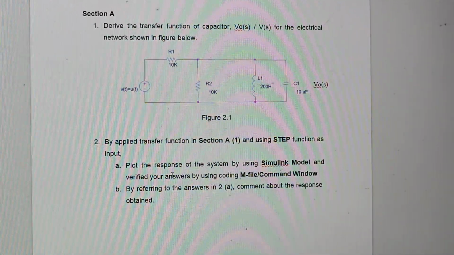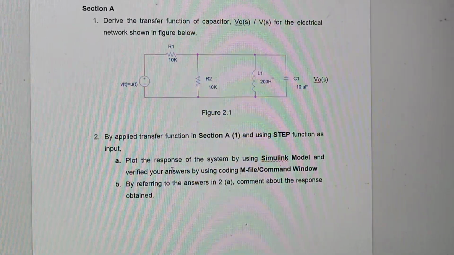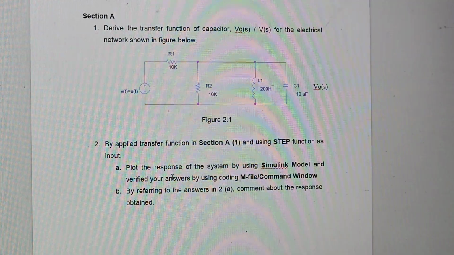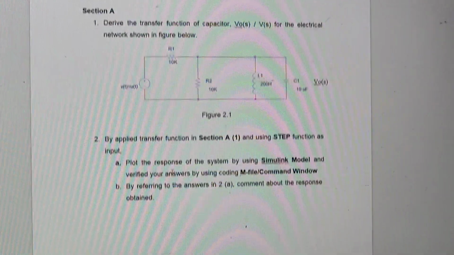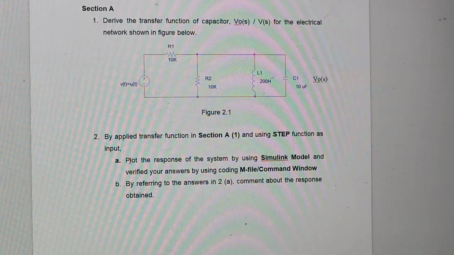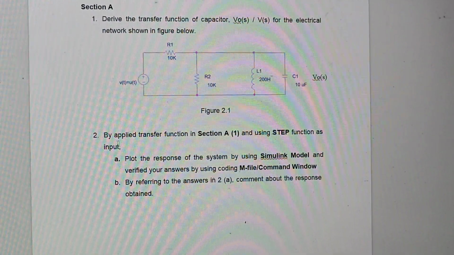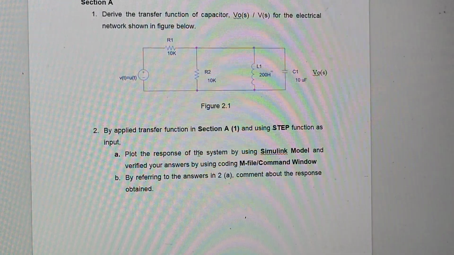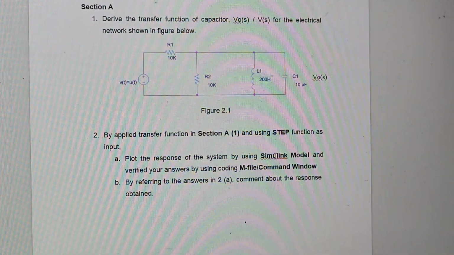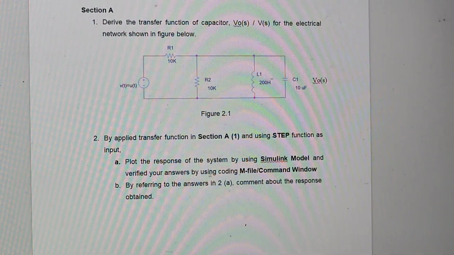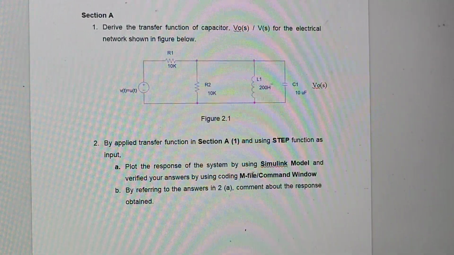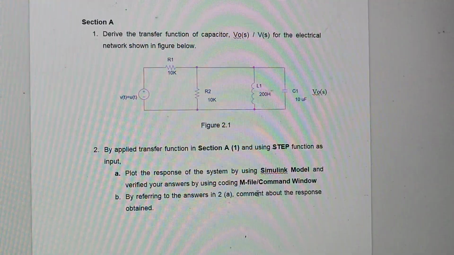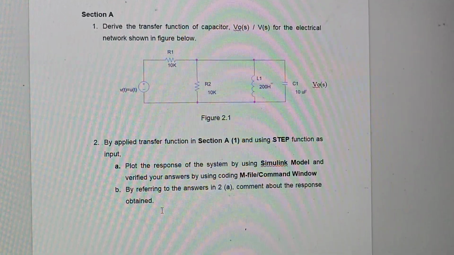For section A, part 2, by applying the transfer function in section A and using a step function as input. There are two questions required, A and B. For A, plot the response of the system by using a Simulink model and verify your answer by using coding, an M-file and the command window. By referring to the answer, comment on the response obtained.